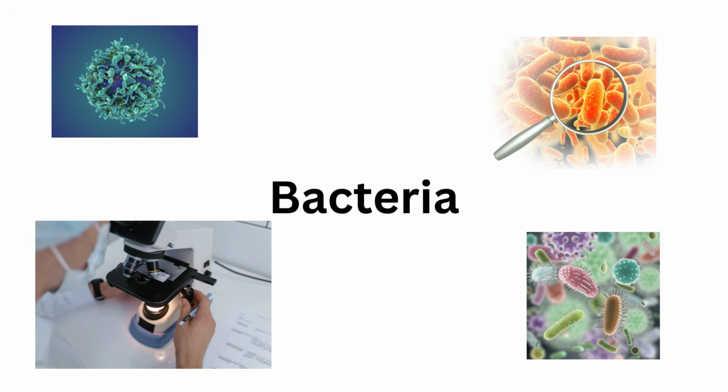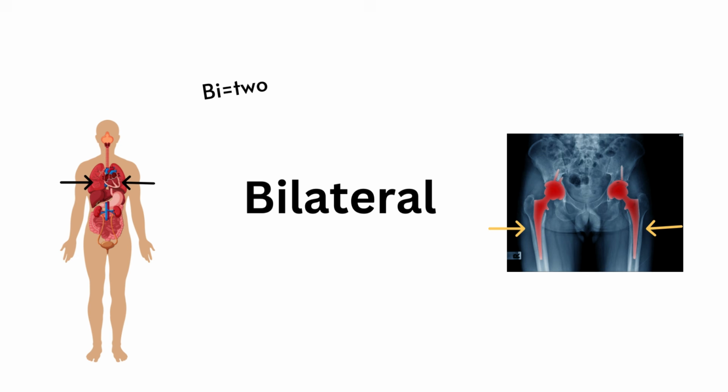The next word is bacteria. This is a microscopic organism. It's single-celled. You have to be able to look at bacteria through a microscope. In the top left corner, you can think of single-celled, or you can think of that image, or microscopic.